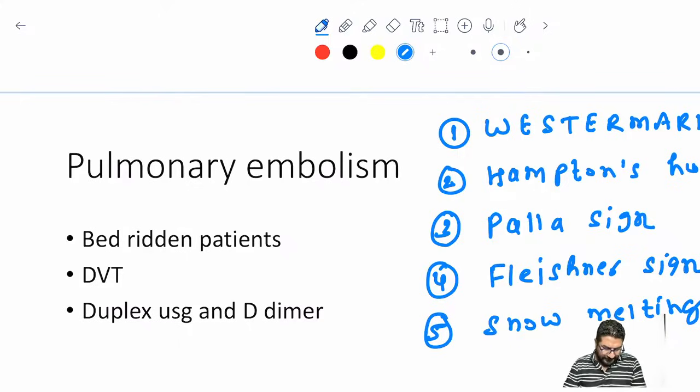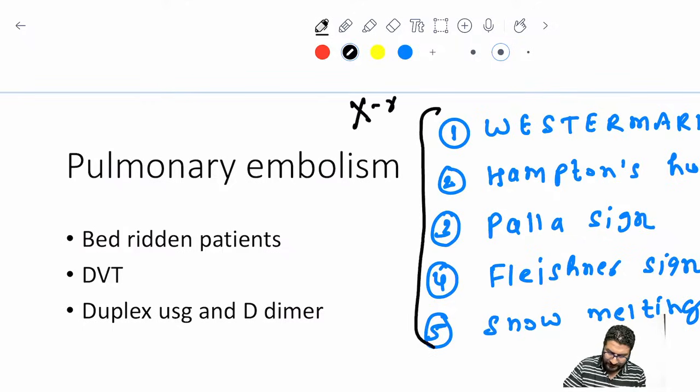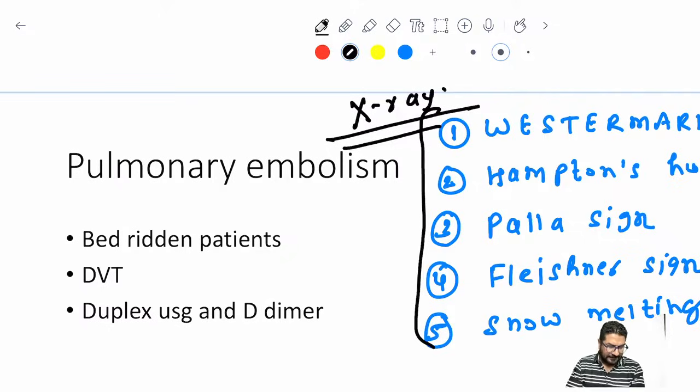Then understand, sometimes you can notice basically it is actually a sign not of pulmonary embolism, right? Basically it will occur when patients are having concomitant heart failure. So these are the signs which you have to remember. ये signs कहाँ मिलेंगे? These are seen in X-ray. So these are all the X-ray signs of pulmonary embolism, right?